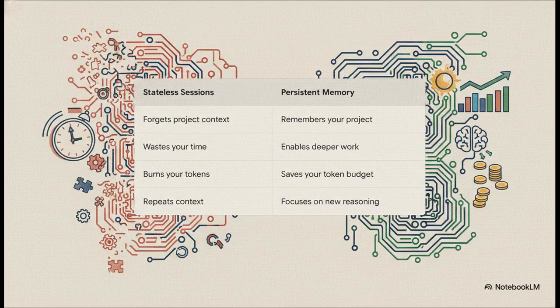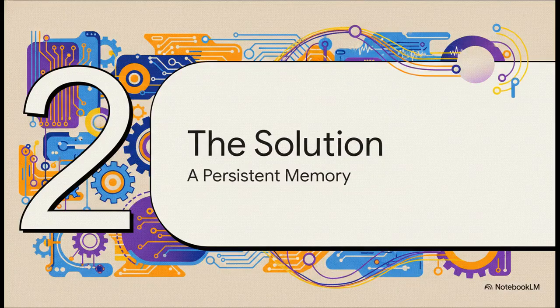And this slide just lays out the cost perfectly. I mean, look at this. On the left, you've got your standard session. It forgets everything, it wastes your precious time, and this one's a big one. It burns through your tokens, forcing you to repeat all that context. That leaves way less room for the actual thinking and reasoning you want it to do. But on the right, that's the dream, right? A persistent memory that lets you do deep, efficient work. So the big question is, how do we get from that frustrating left side of the chart to the super powerful right side?